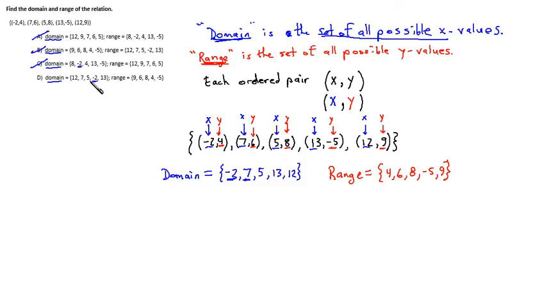Let's make sure everything is in there. Okay, was there a 7? Yes. Next number that we have is a 5 in our domain. Is there a 5 in answer choice D's domain? Yes. Is there a 13 in answer choice D? Yes. And finally, is there a 12? Yes. Very good. The domain is correct.